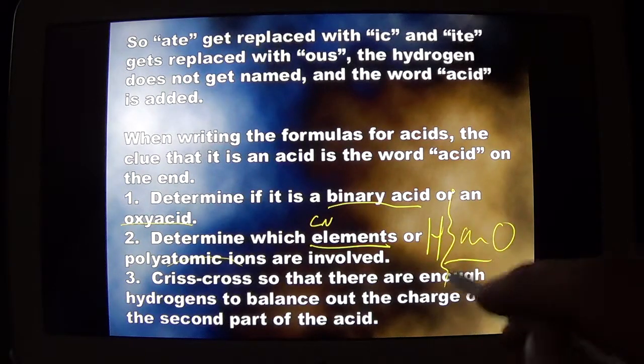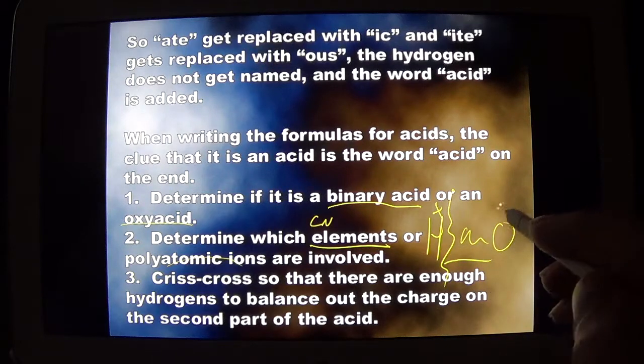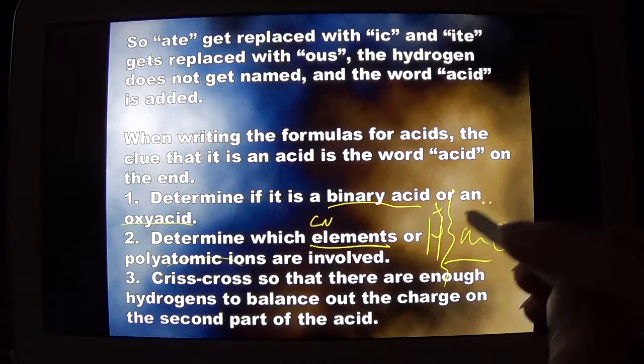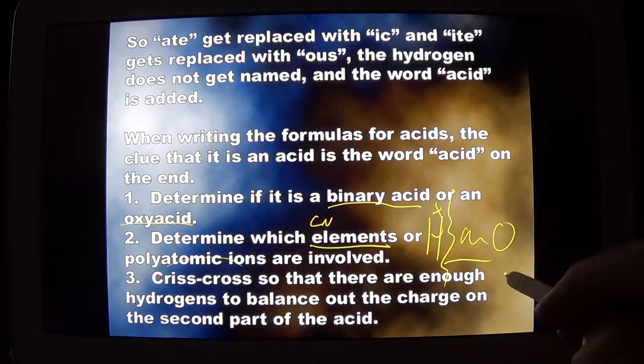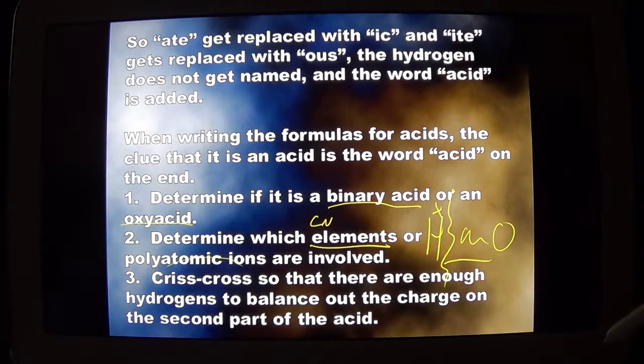Once you figure out those two pieces, we know hydrogen's a positive. We will know what charge this is because I've asked you to memorize those. That's why you've memorized that list. And we're going to crisscross and reduce. And that's how we do our acids.